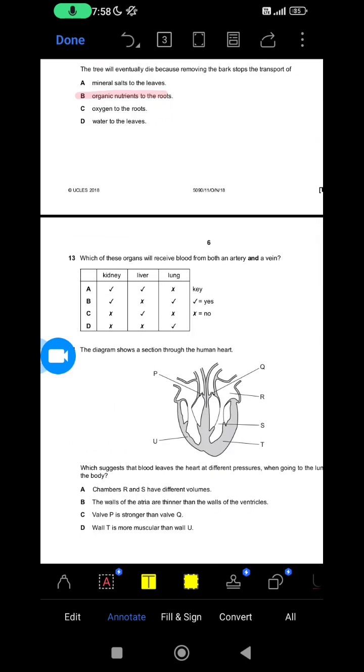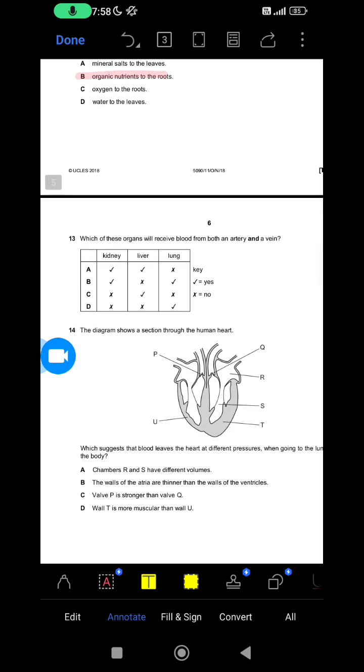Which of these organs will receive blood from both an artery and a vein? Now we know that the liver receives blood both from an artery and a vein, while the lungs and kidney do not. So C will be the correct answer because the liver receives blood from the hepatic artery as well as the hepatic portal vein. So C is the correct answer.